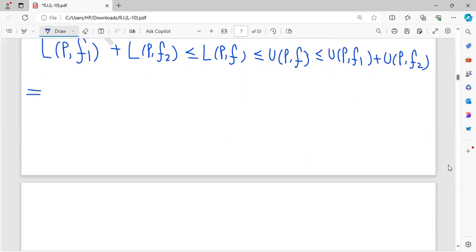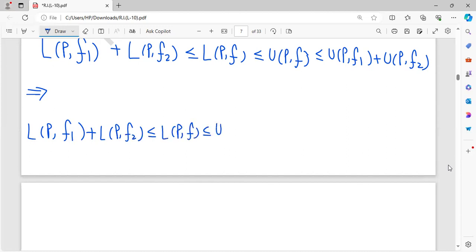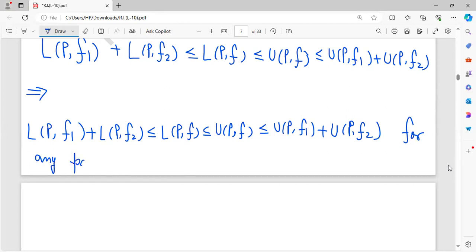So this implies LPF1 plus LPF2 is less than LPF, which is less than UPF, which is less than UPF1 plus UPF2, for any partition P of the closed interval AB. So let's say this is equation number 1.